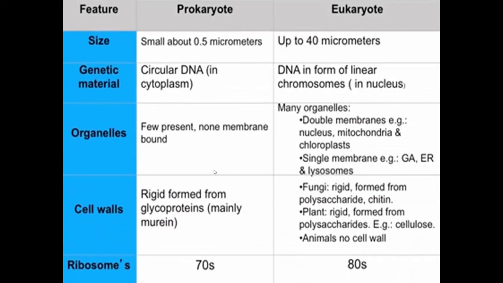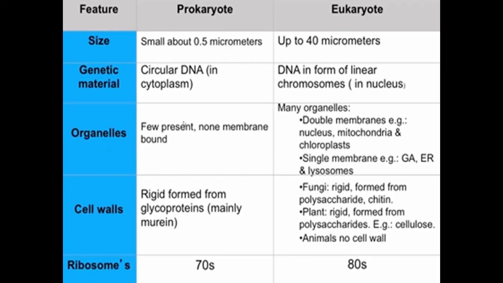So let us learn some differences between prokaryotic and eukaryotic cell. Size: small, about 0.5 micrometer. The size of the cell is small. In eukaryote, it is up to 40 micrometers. Genetic material in prokaryotic cell is made up of circular DNA. In eukaryotic cell, DNA is in the form of linear chromosomes.